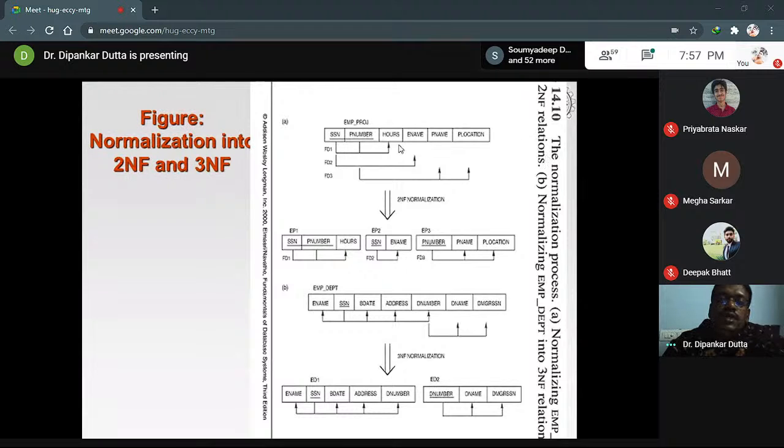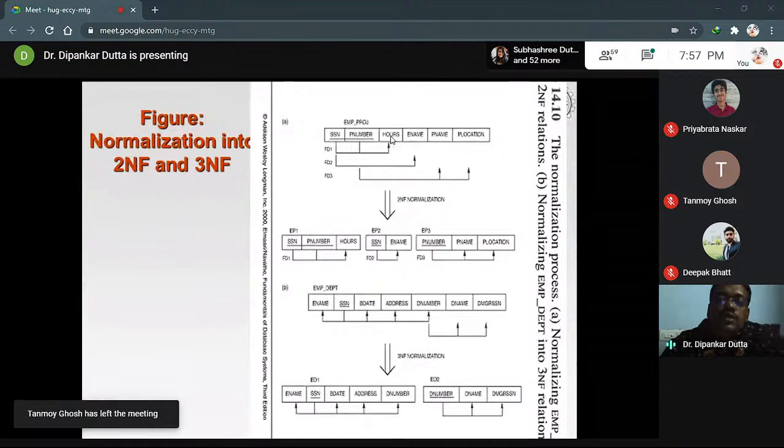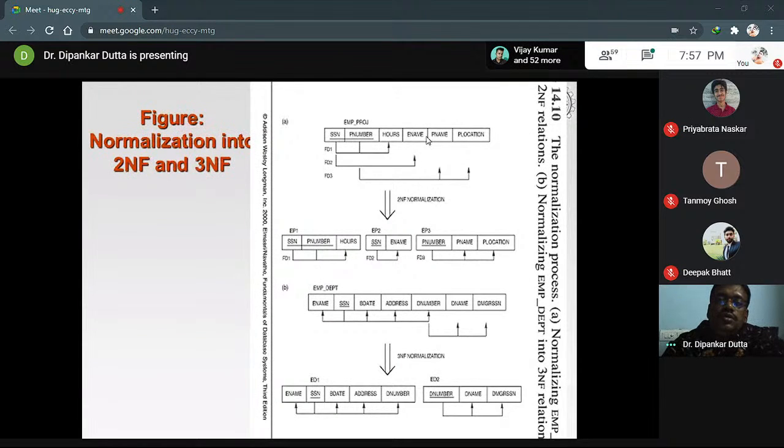Suppose employee project. Suppose this is a table, and in this table there are several functional dependencies. Hours depend upon SSN and P number both. Name depends upon SSN only, so partial dependency is there. Then P name and P location depend upon P number only. It's not dependent upon SSN. So again, partial dependencies are there. So this table is not in second normal form.